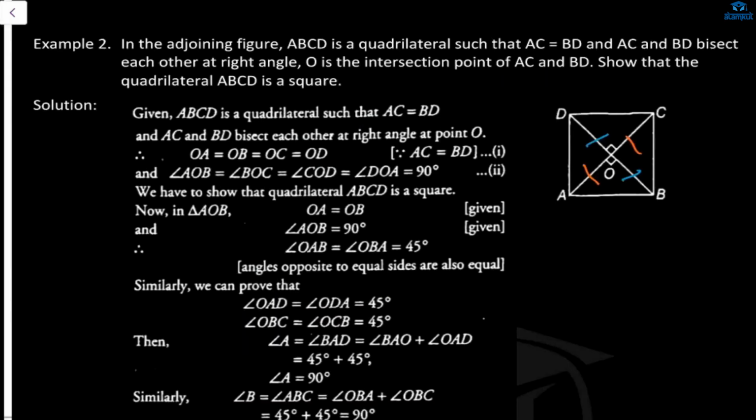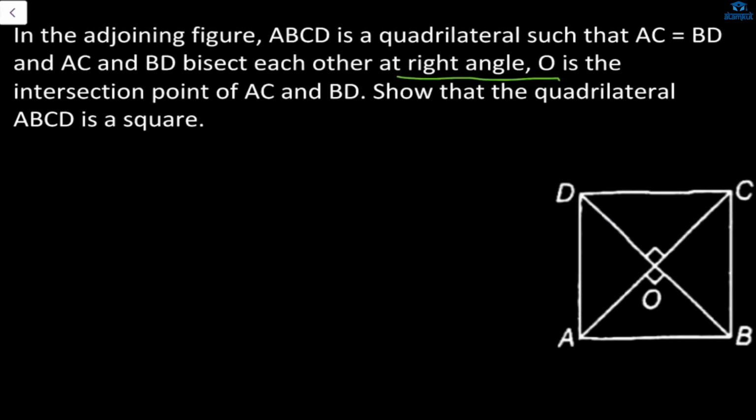Now, I think I have given this question also. The question here is, in the adjoining figure, ABCD is a quadrilateral. It is not mentioned that it is a square, rectangle, or parallelogram. It is a quadrilateral such that AC is equal to BD. The diagonals are equal, and AC and BD bisect each other at right angles. O is the intersection point of AC and BD, and all the angles there are 90 degrees.